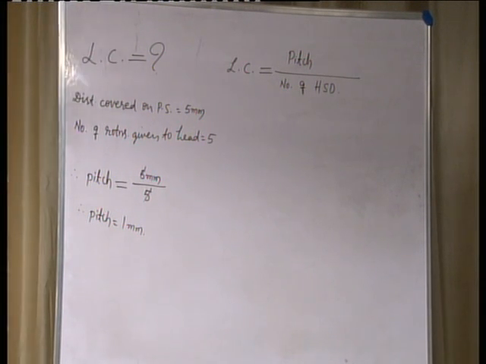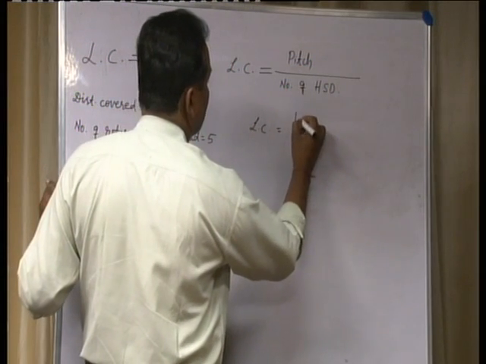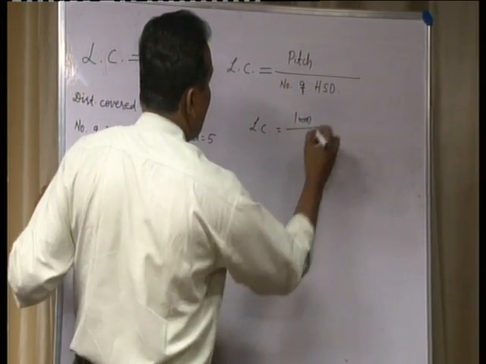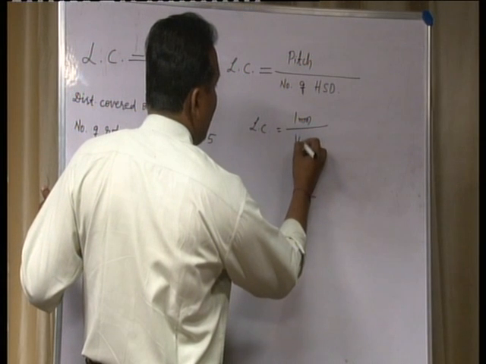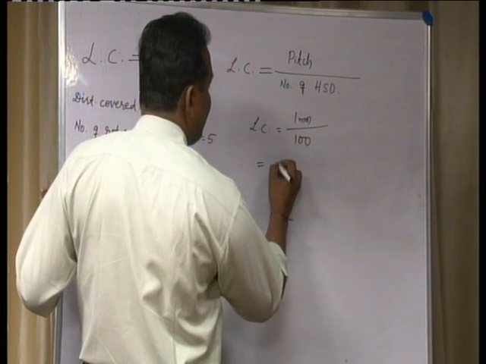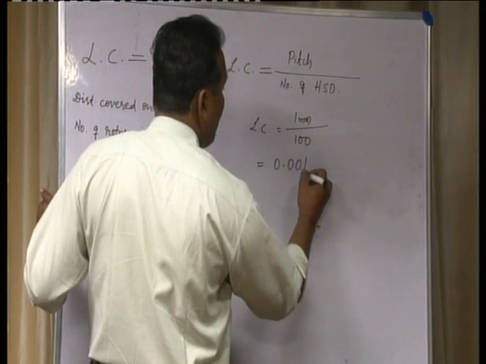Now, coming to the original part of the question, what is the least count of such a screw gauge? Least count is equal to pitch, which is 1 mm, divided by the number of head scale divisions. Here it is informed that there are 100 HSD, meaning in such a screw gauge there are 100 divisions on its head scale. So, you just simplify: 0.01 mm.